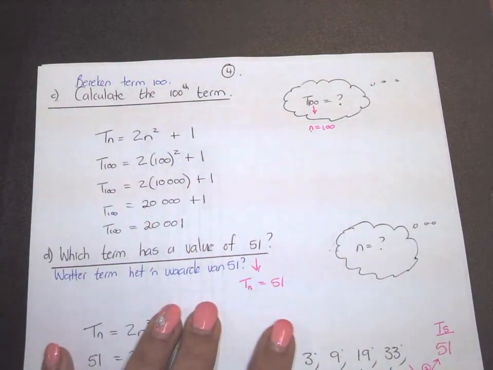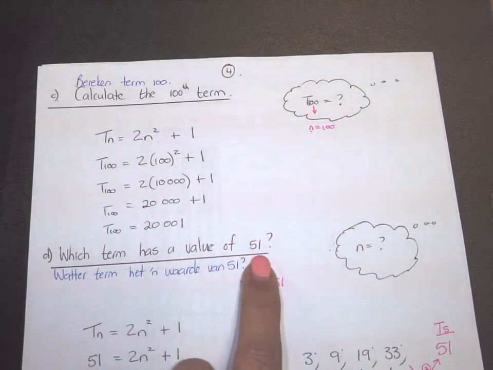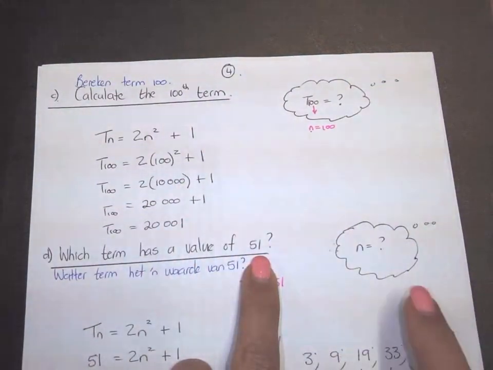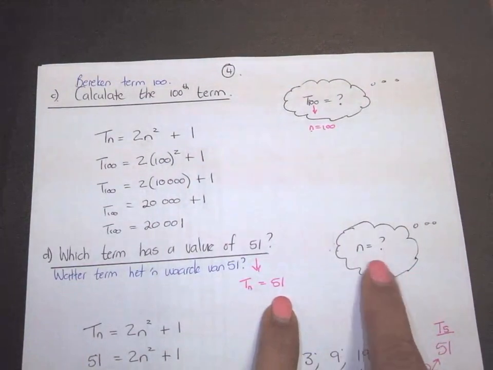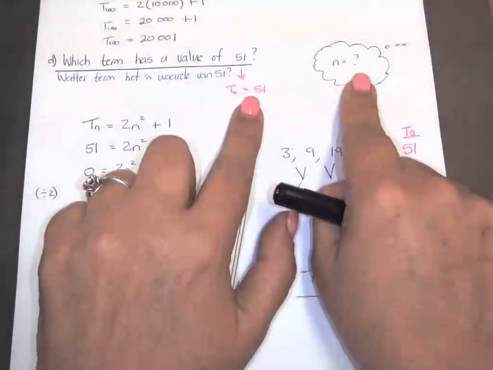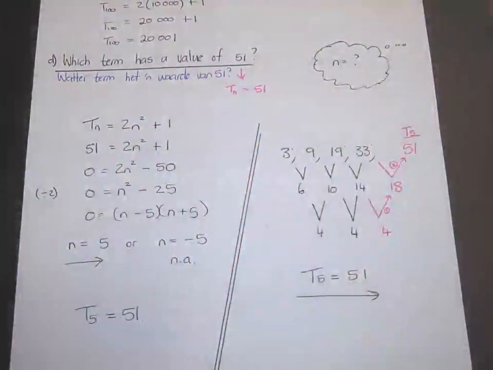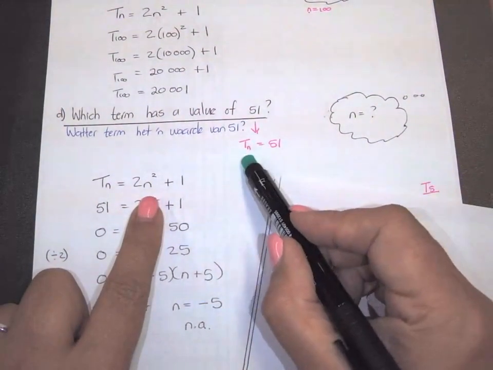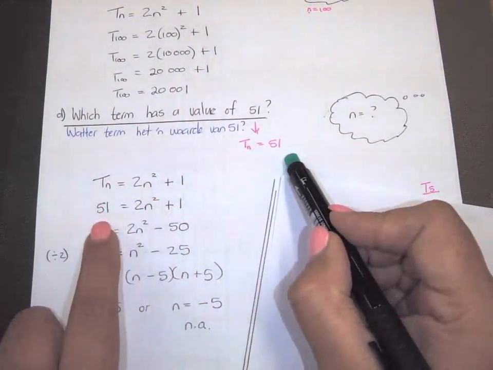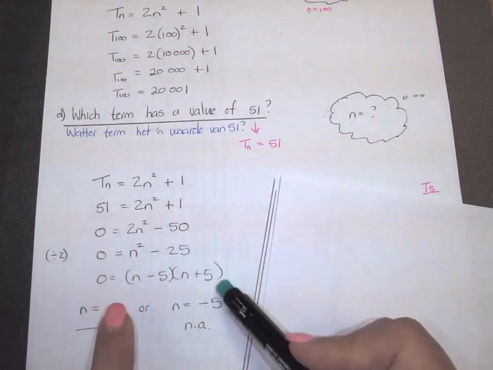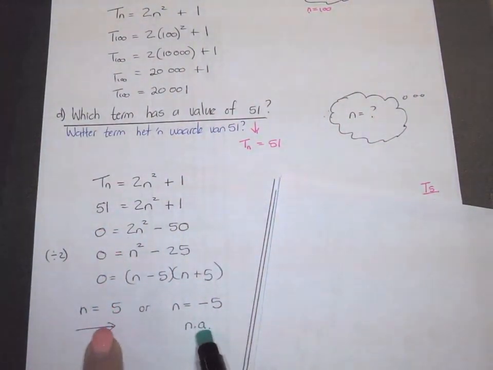Now they can also ask you which term has a value of 51. Okay, think what they ask you. Which term, so which term number has a value of 51. So the value is 51 and they actually want n. How do you do that? You write your general term, you substitute Tn with 51, get the quadratic equation, solve it, and then you get 2 n answers.